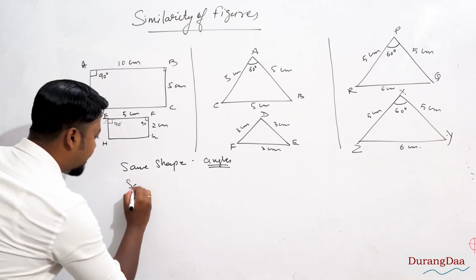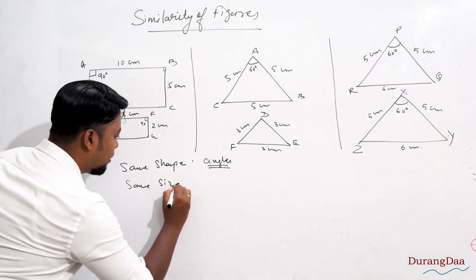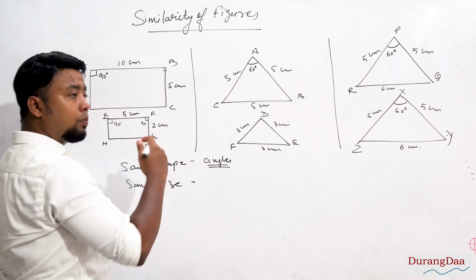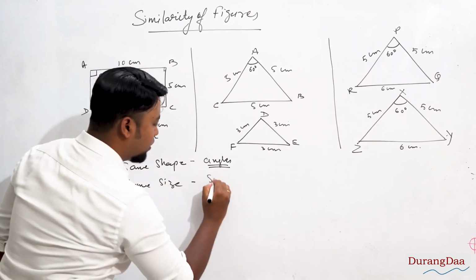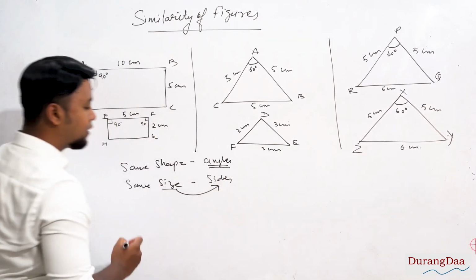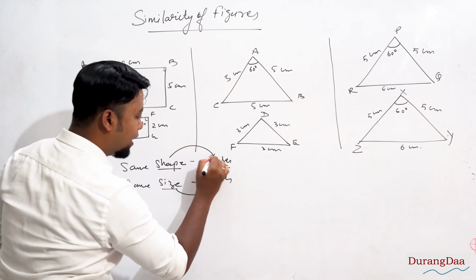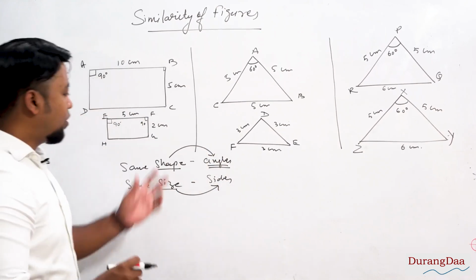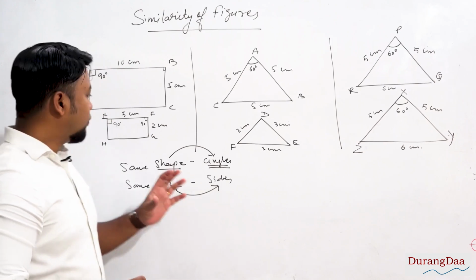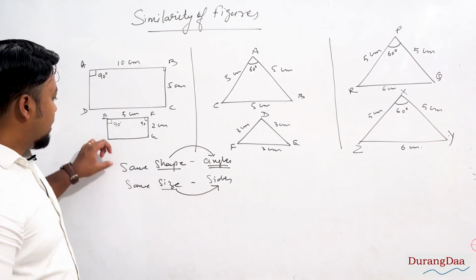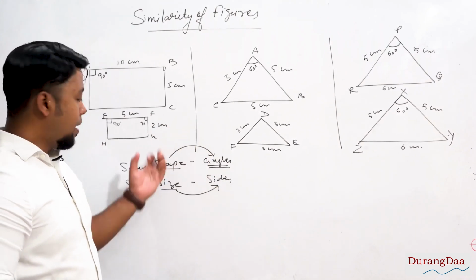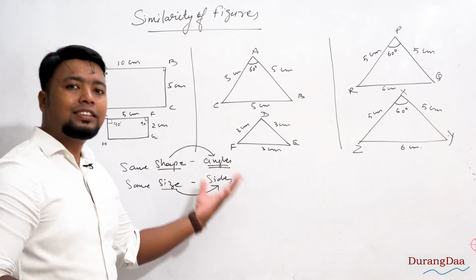Alright, and same size, we say two figures have same size if their corresponding sides are equal. So for size you have to check for the equal sides, and for shape you have to check for the equal angles. Alright, and not just any angle, the corresponding angles and the corresponding sides. So for two figures to be similar, it should have same shape. That means the corresponding angles should be equal, but they might differ in sides.